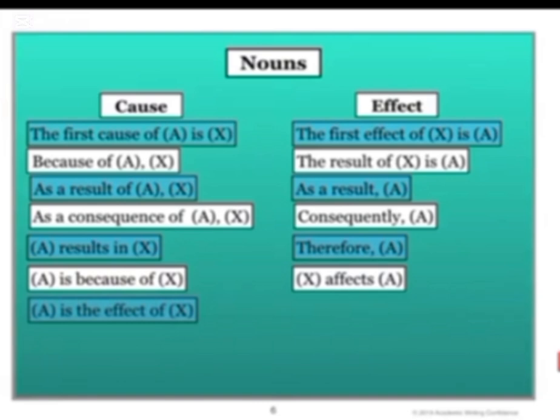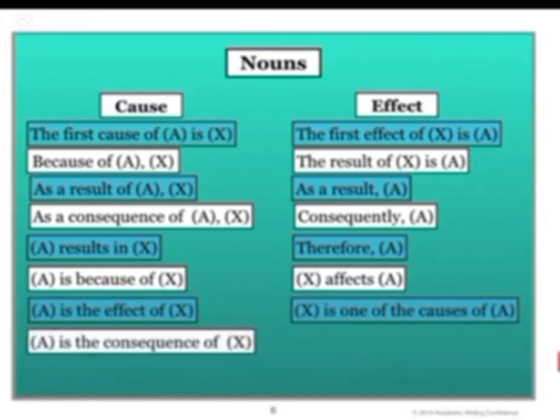So again, in this example, we could say something like cancer is the effect of smoking, or smoking is one of the causes of cancer. A is a consequence of X. X is the reason for A. All of these are good phrases to use in your cause and effect essay. Be careful to note that some of the phrases require a comma while others don't.